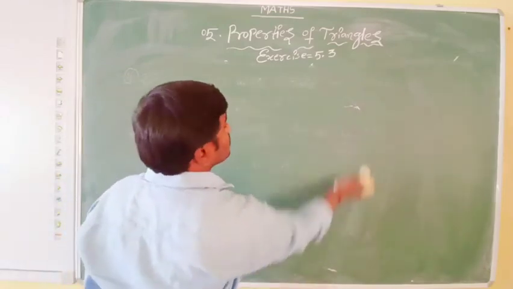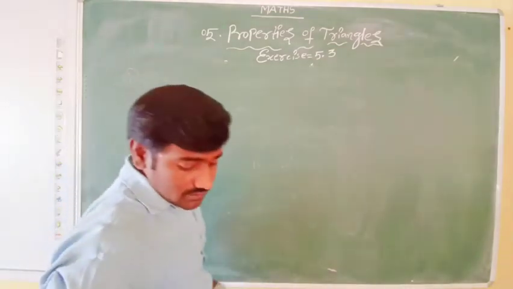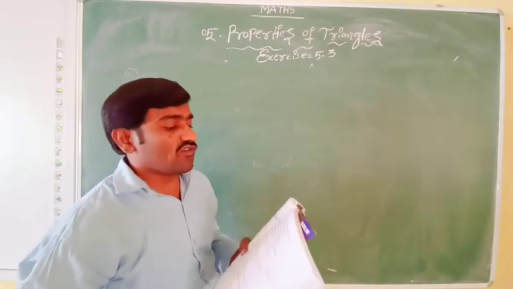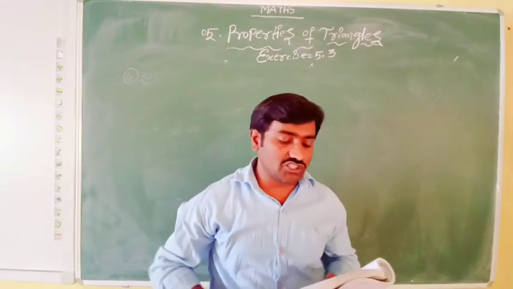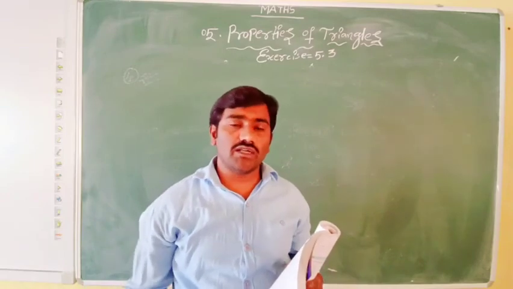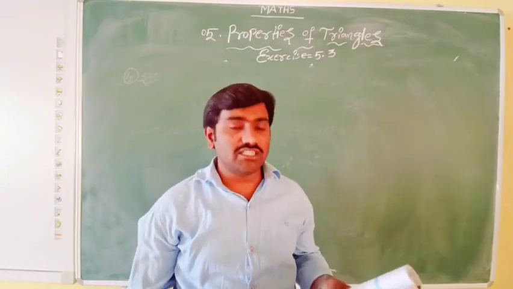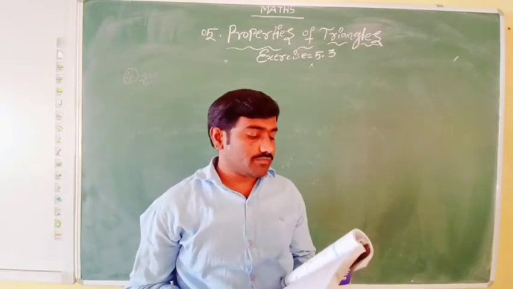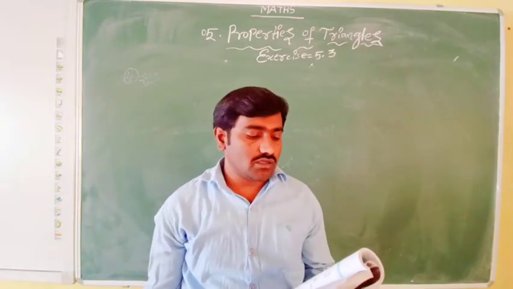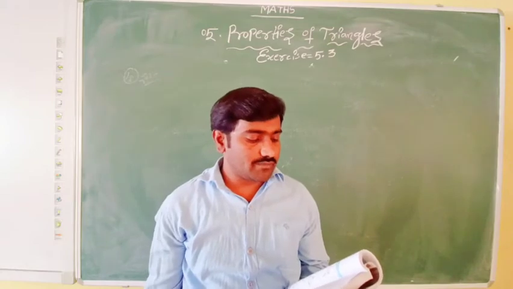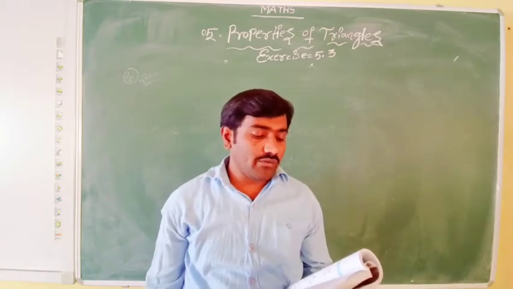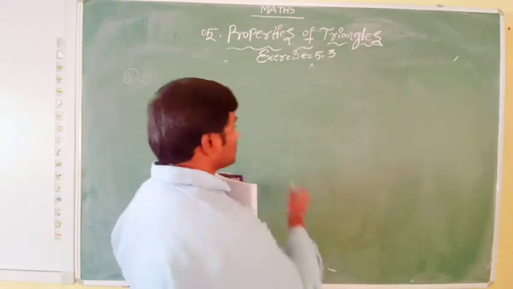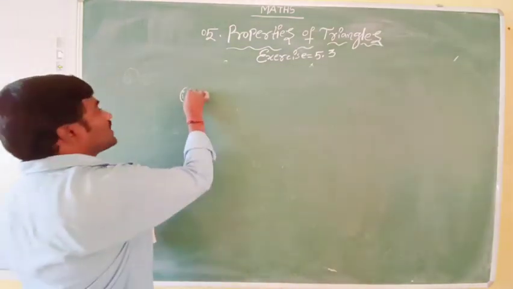There are again questions. Let me solve here. Say true or false for each of the following statements. They have given a true or false here. If you look at page number 101, you will get the questions. State true or false for each of the following statements. A triangle can have two right angles. No, a triangle cannot have two right angles. The first statement is false only.